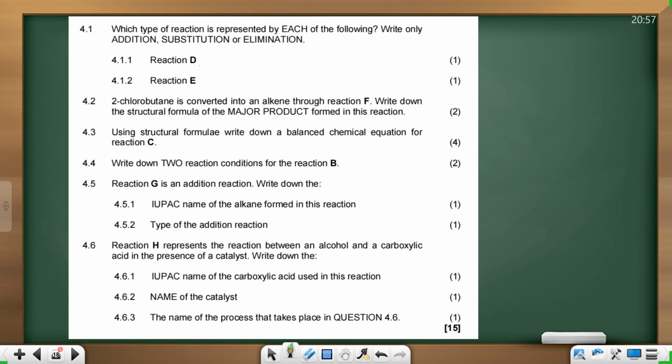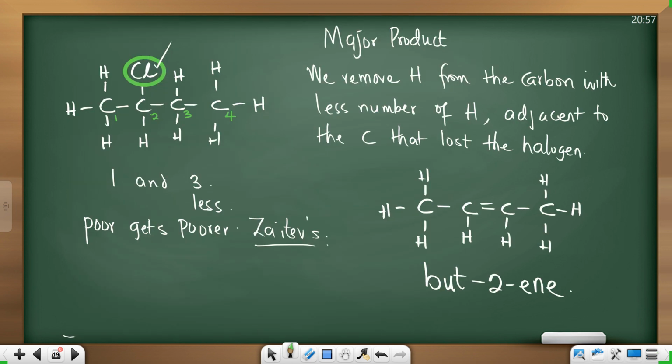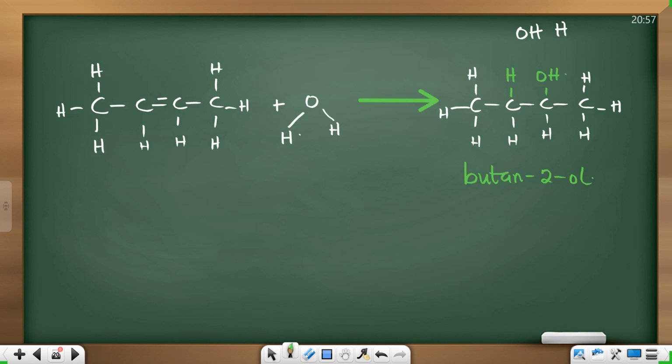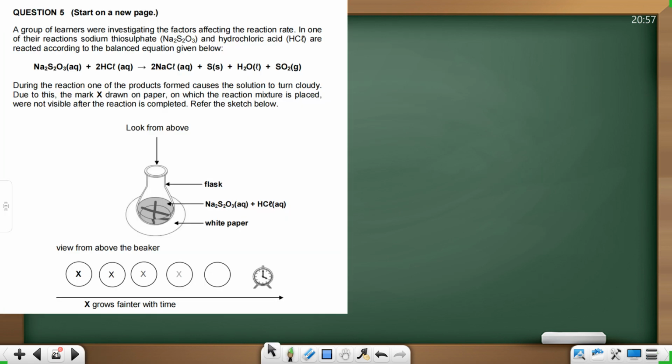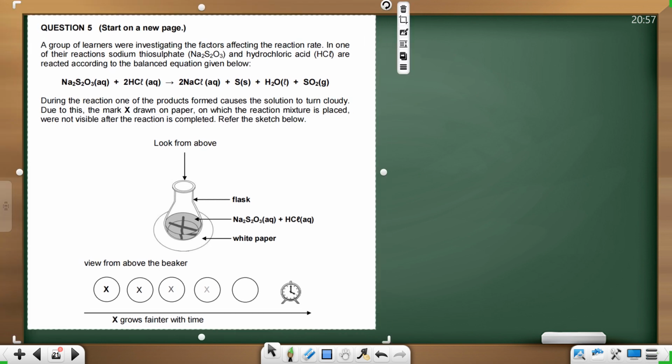The name of the process that takes place. Okay, guys, we're done. Rate of reaction. I hope it's okay, guys. Are we good? Can we move on to rate? So far, so good. Please, can I get your feedback? So far, so good. Two hours done. Two hours gone. Has it been okay? Do you feel ready for this section that we've covered?